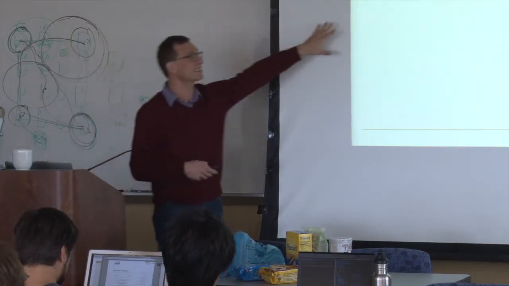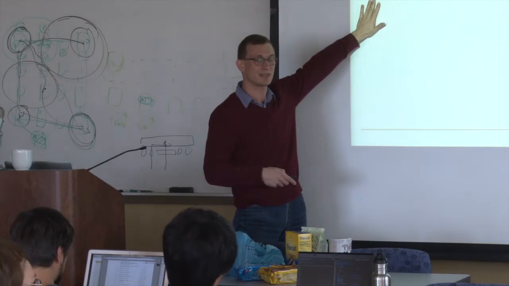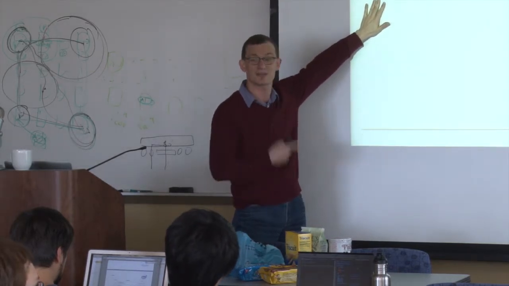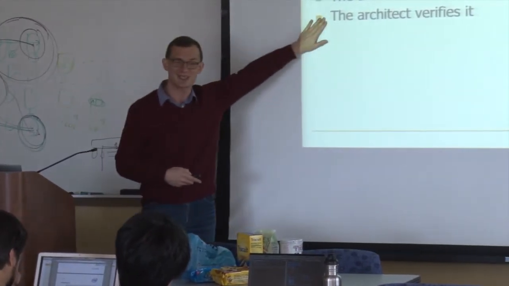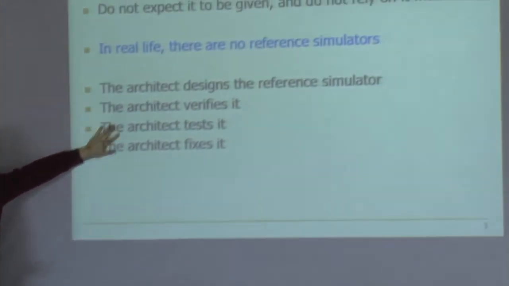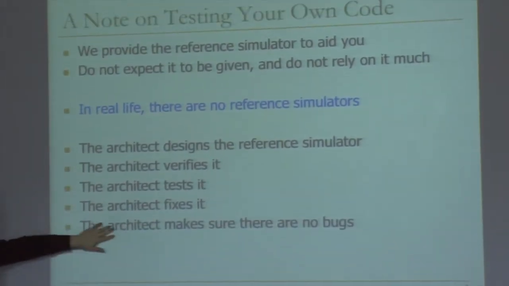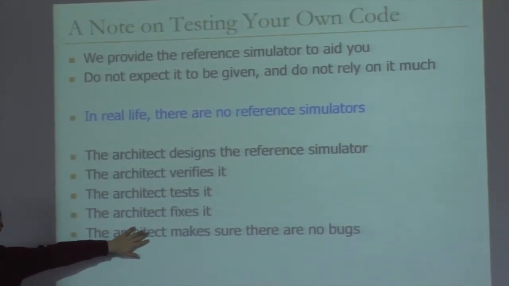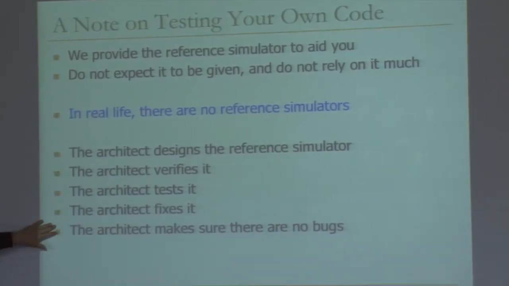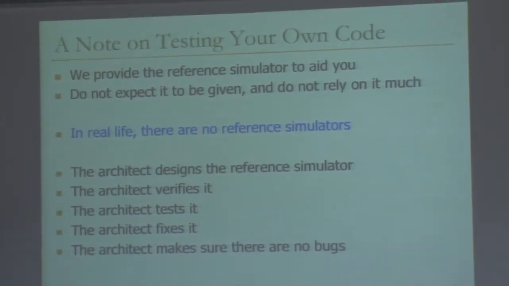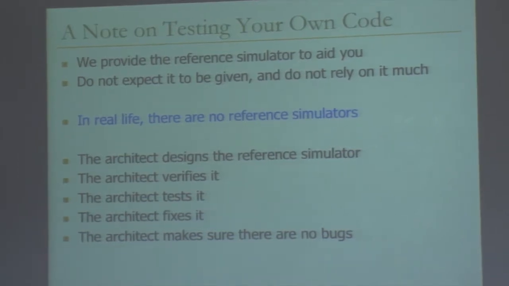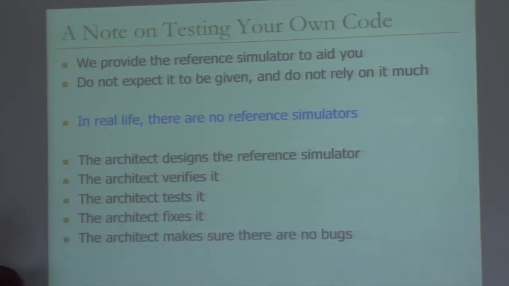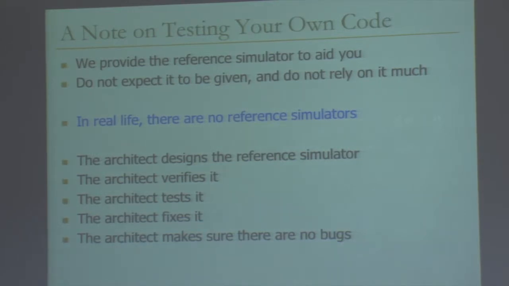But anyway, the architect designs a reference simulator. And what I'd like you to take away from this course is the design of that reference simulator. That's what will enable you to become better architects. And the architect verifies it. The architect tests it. The architect fixes it. And the architect makes sure that there are no bugs. Now you get help from the validators, but they usually do it after you have some reference simulators. Right? That's the job of the architect. So everything you're doing in this class is really the job of the architect in a real industry setting. Okay. This is what I would like to really impress upon you.